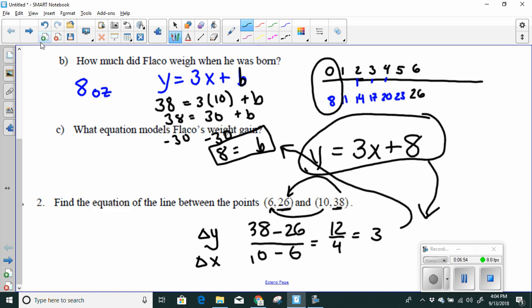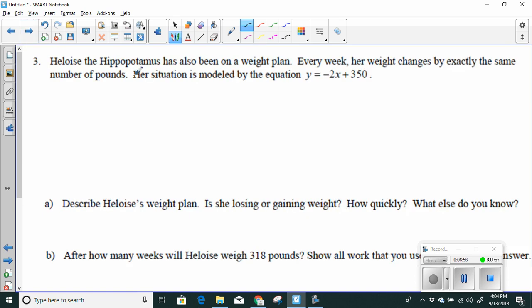Let's take a look at the next problem. Next question was about Heloise the hippopotamus. So let's see, she's been on a weight plan, and it says every week her weight changes by exactly the same number of pounds. So the situation is modeled by this equation.